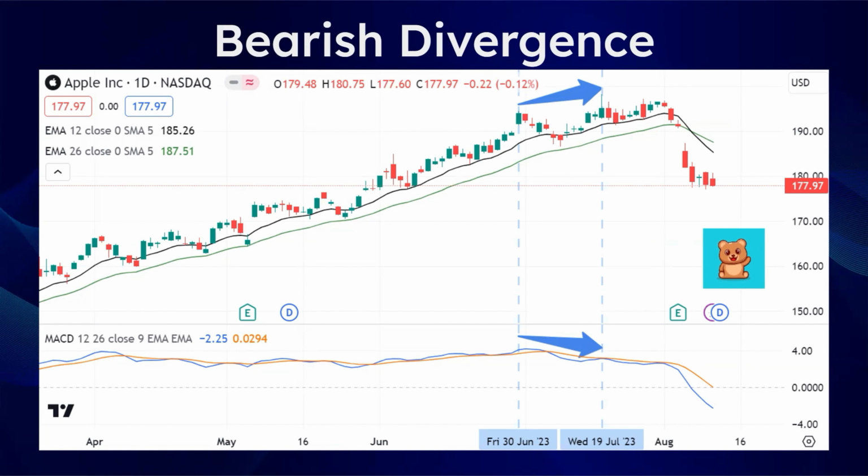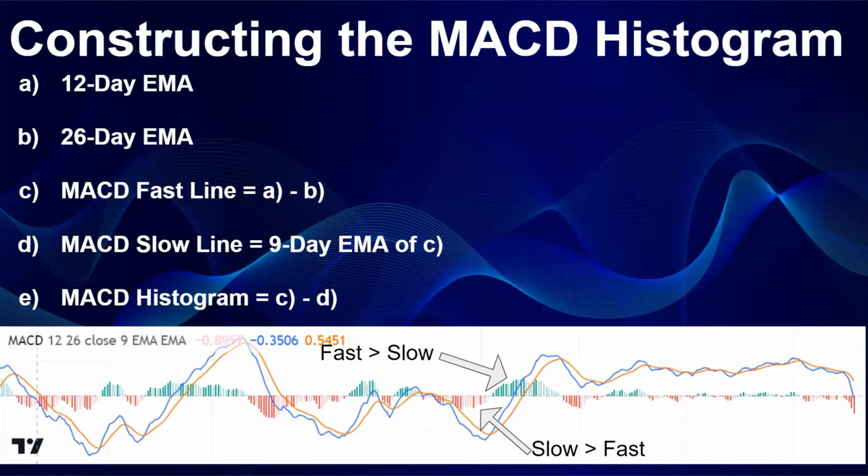Now that you have gained a good understanding of the MACD and how it can be used, I'm going to show you the MACD histogram. The MACD histogram is the result of the MACD fast line minus the slow line. So when the MACD fast line is above the slow line, green histograms are drawn. When the slow line is above the fast line, red histograms are drawn.